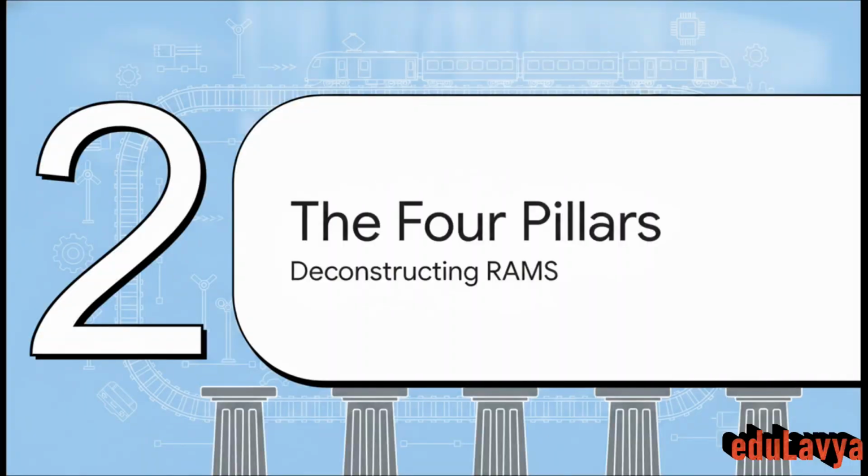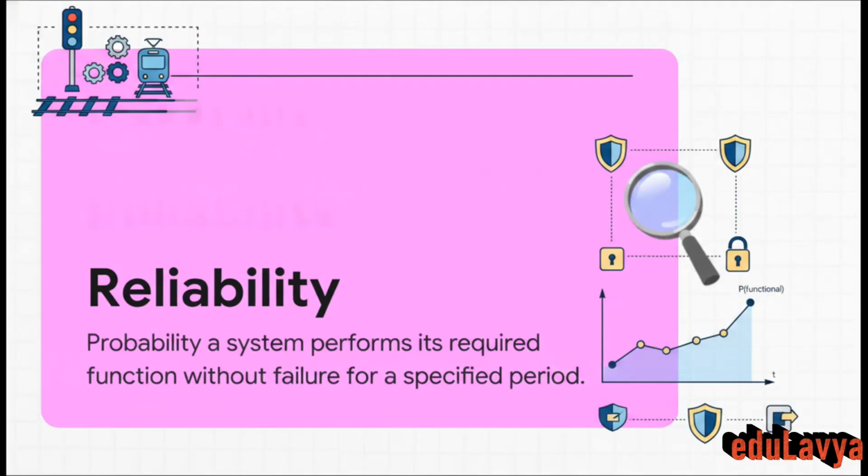Part 2. Defining the 4 pillars. All right, let's break down the first pillar, the R in RAMS. Reliability is the probability that a system will perform its required function under stated conditions for a specified period without failure. Basically, it's a measure of how long a piece of equipment, like a track circuit or a signal, can just do its job before breaking down. It's the mathematical confidence we have in the stamina of both our hardware and our software.